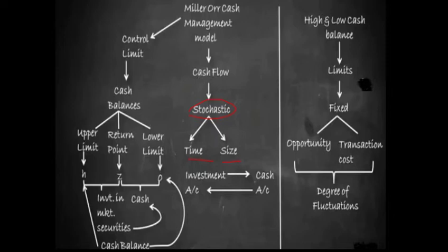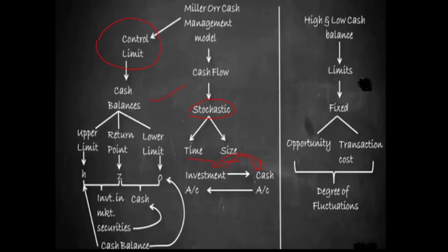So at what time we have to invest, or at what time we have to keep cash with us in the account or within the company, this model will basically guide us. This model basically prescribes the control limits for cash balances. So this model helps us to set the control limits for cash balances.